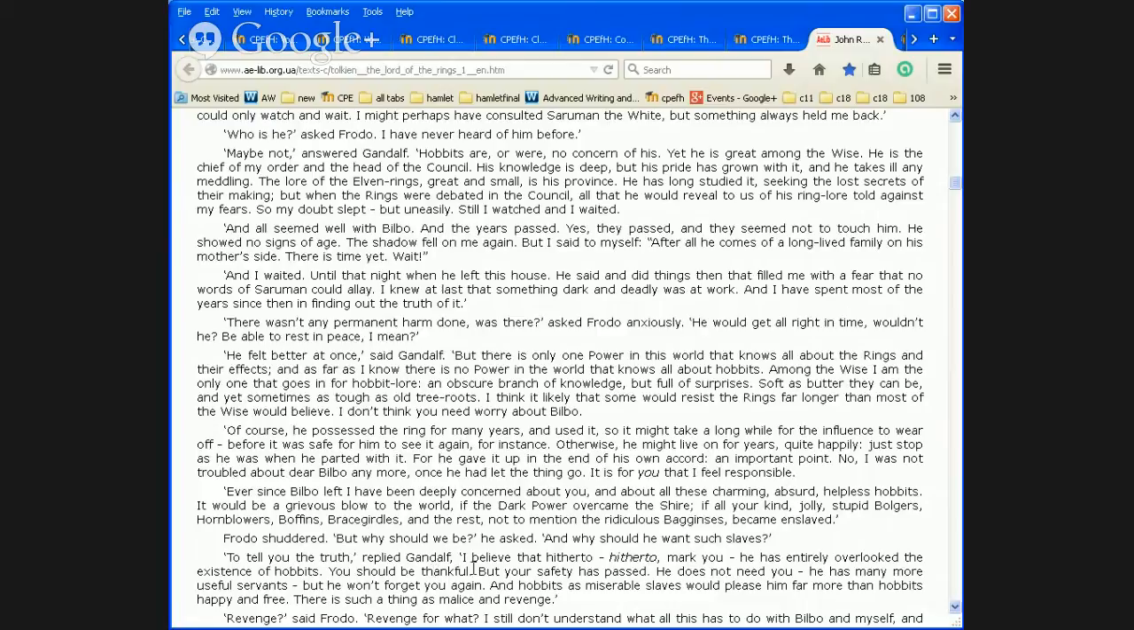But your safety has passed. He does not need you. He has many more useful servants. But he won't forget you again. And hobbits as miserable slaves would please him far more than hobbits happy and free. There is such a thing as malice and revenge.